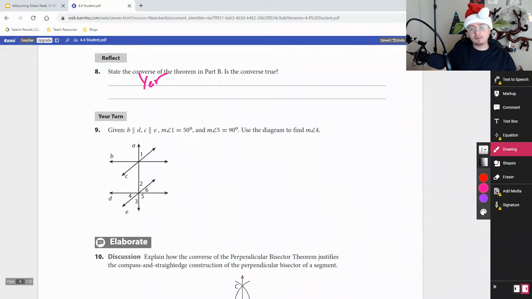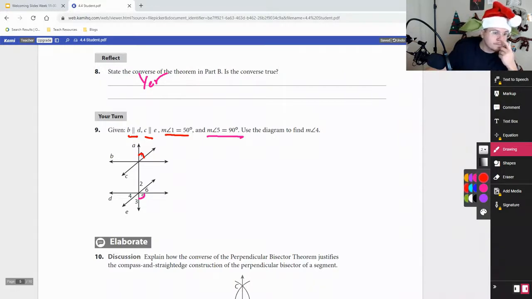Really get comfortable with these diagrams, guys. So let's take a look. B is parallel to D. C is parallel to E. We know the measure of angle 1. We know the measure of angle 5. Find the measure of angle 4.